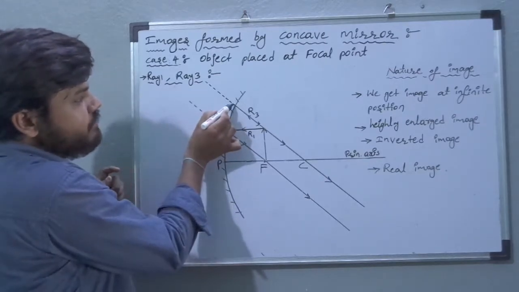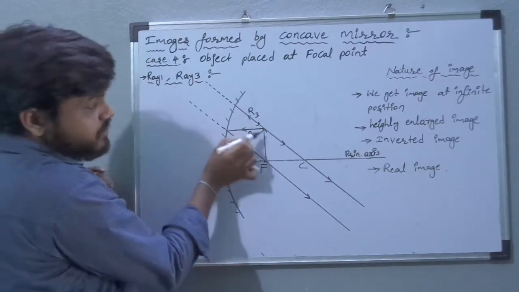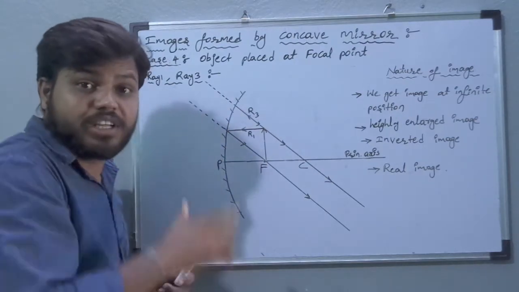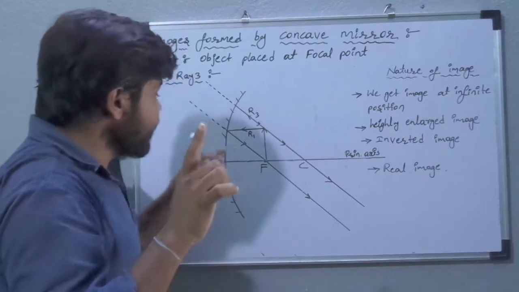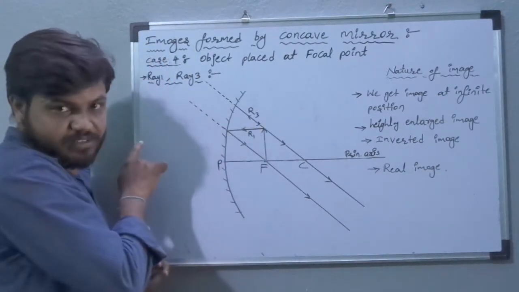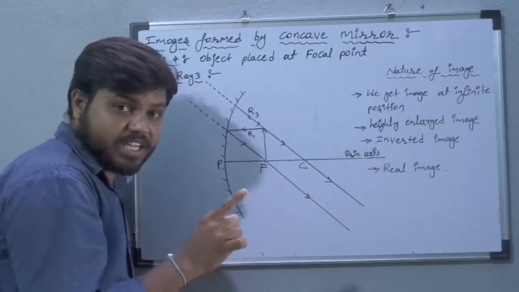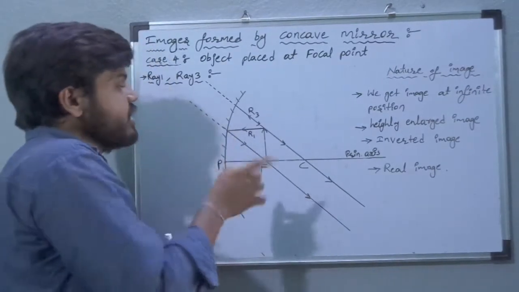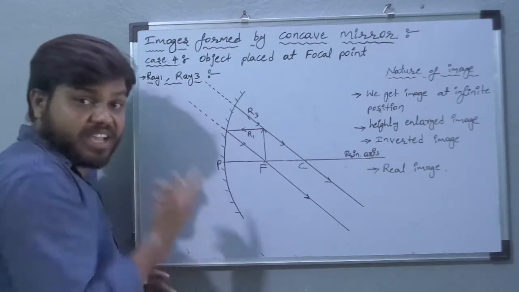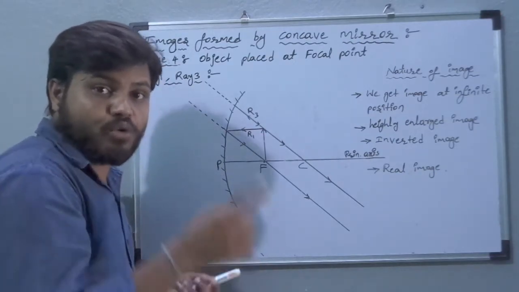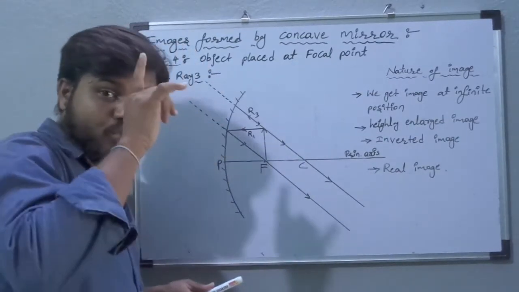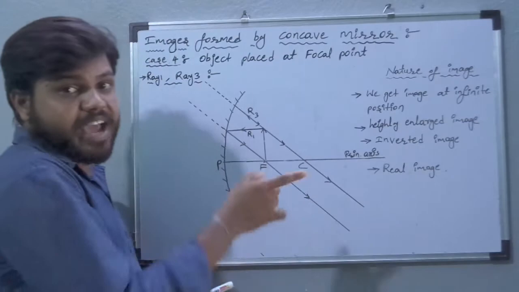See, if I extend the reflected rays to the back side, we should always extend the reflected rays backward. Don't extend the incident rays. To get the image, we should compulsorily extend the reflected rays to the back side of the mirror, because we already know only reflected rays give the image of the object. That's why we extend only reflected rays.